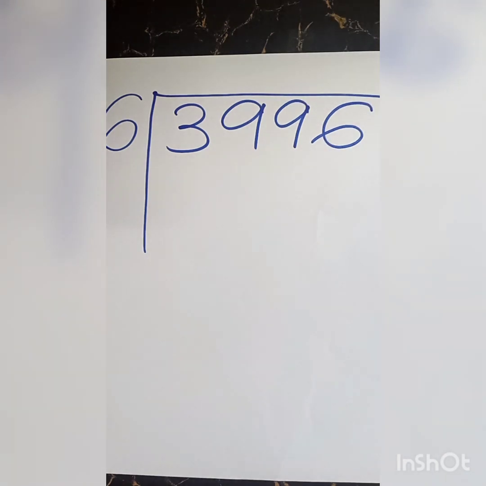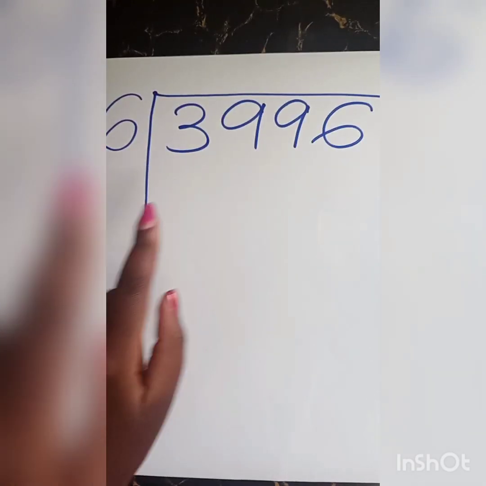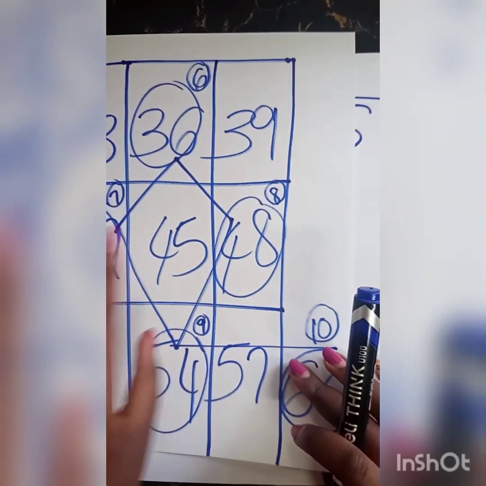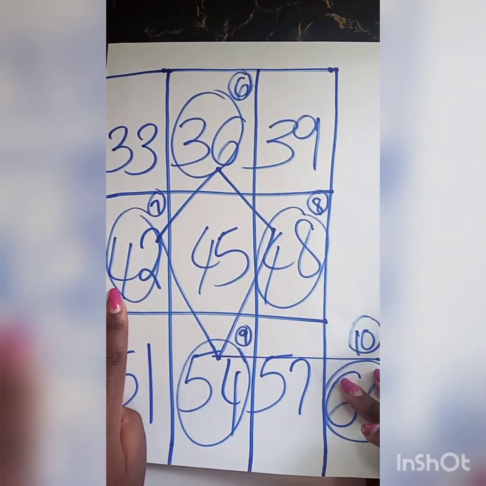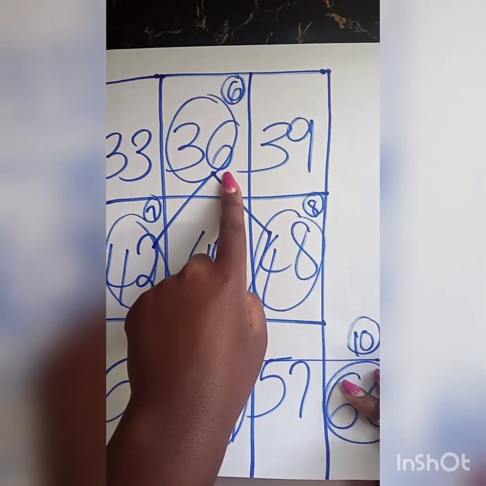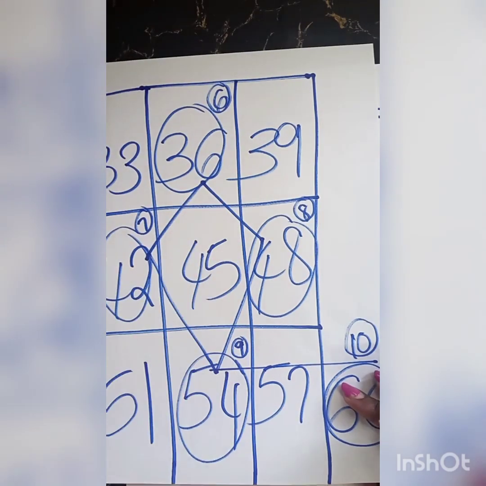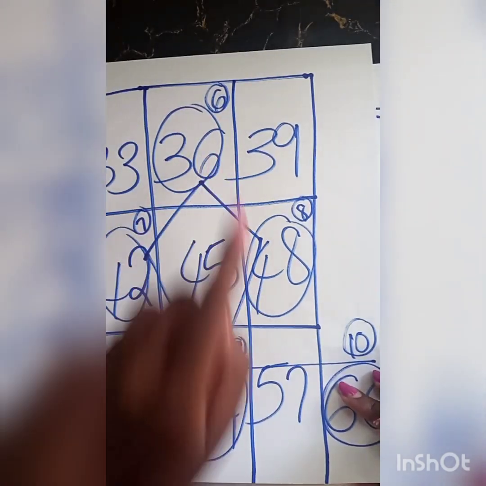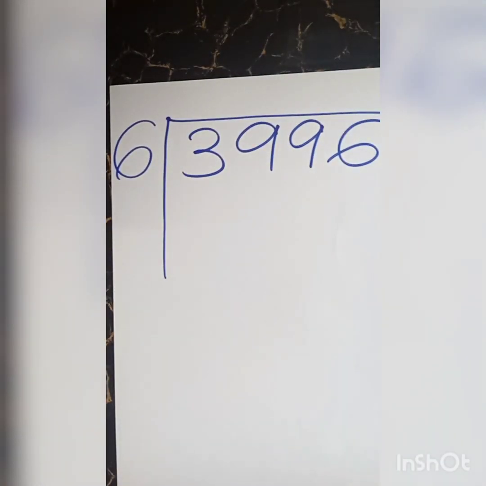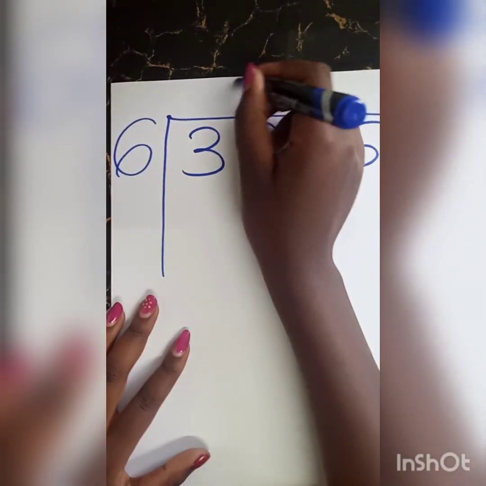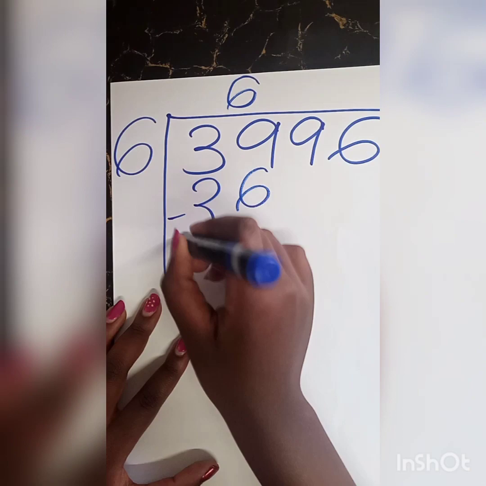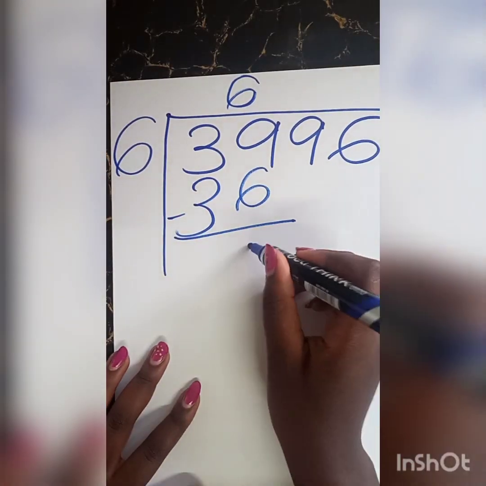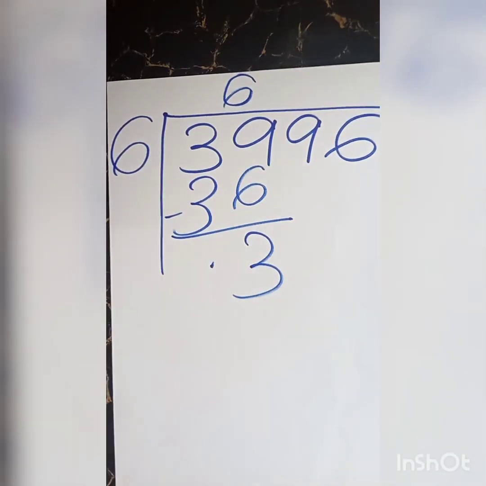How many times does 6 go into 39? 39 is in between 36 and 42. So we'll use 36 because 36 is less than 39. We'll write 6 because 6 times 6 is 36. 9 minus 6 is 3. And 3 minus 3 is 0.